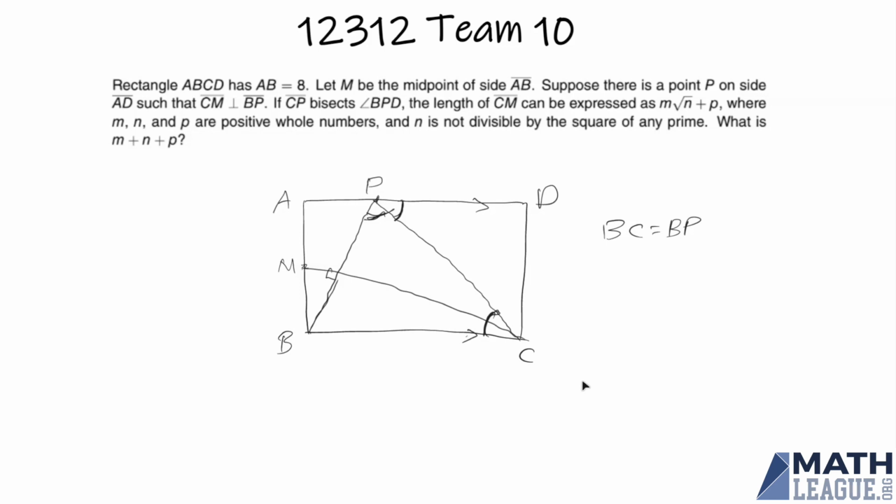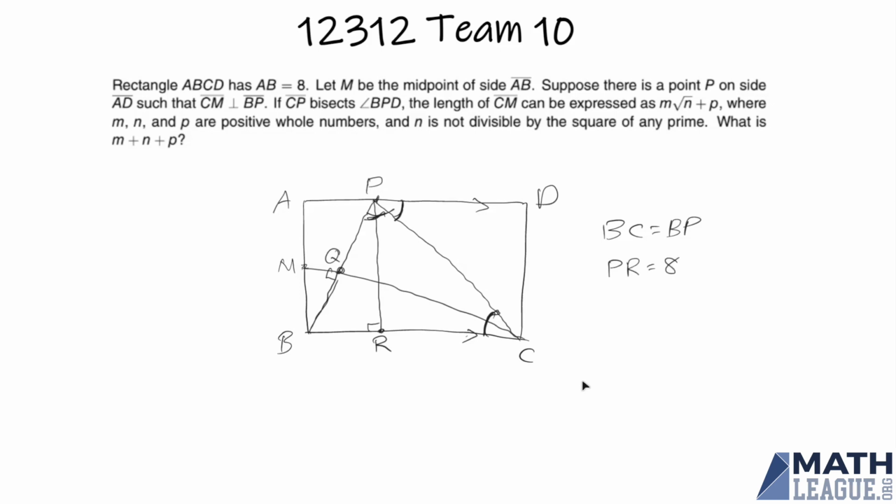So we're going to drop a perpendicular from P to BC. We're going to call it R. And we're going to call the intersection of CM and BP Q. And we see that because BC equals BP, the lengths CQ and PR should be equal because they come from sides of equal length. So then we see that AB equals PR because AB and PR are both perpendicular to AD and BC. We know that AB is 8, so PR also equals 8.